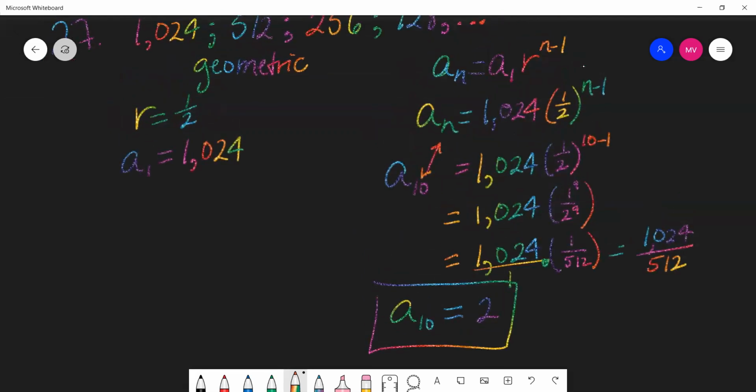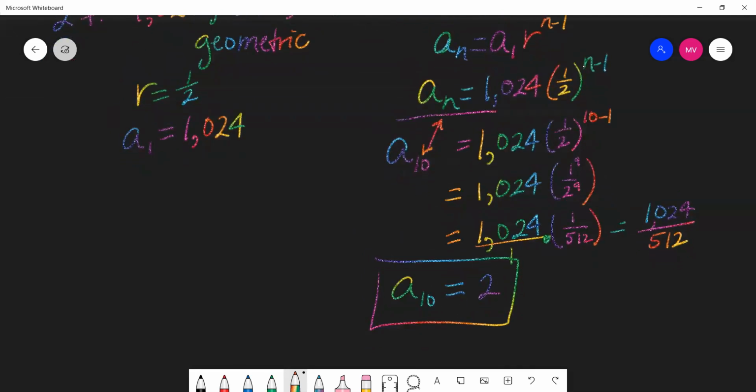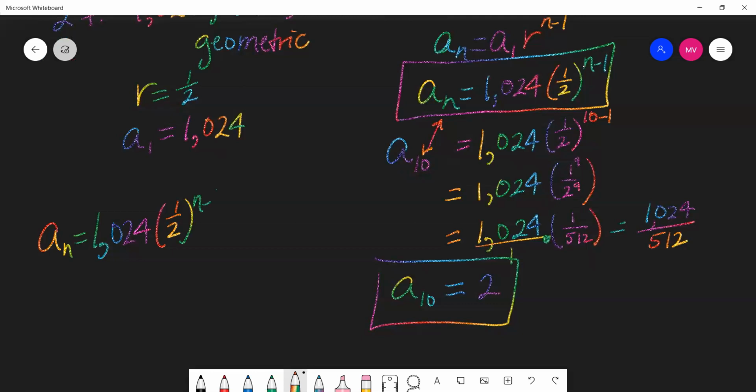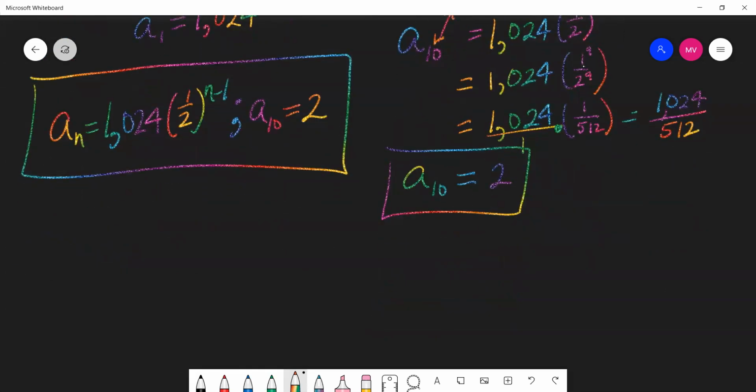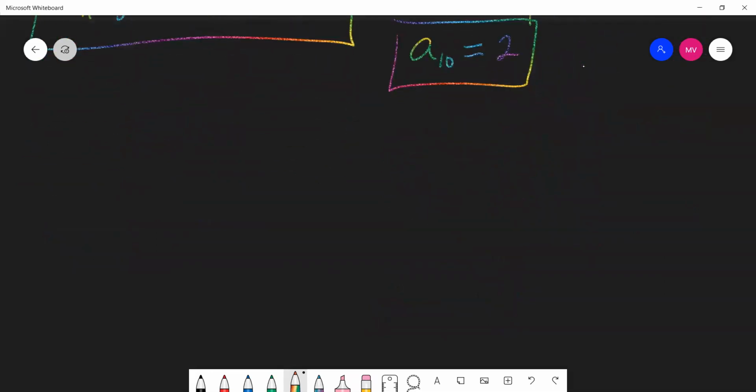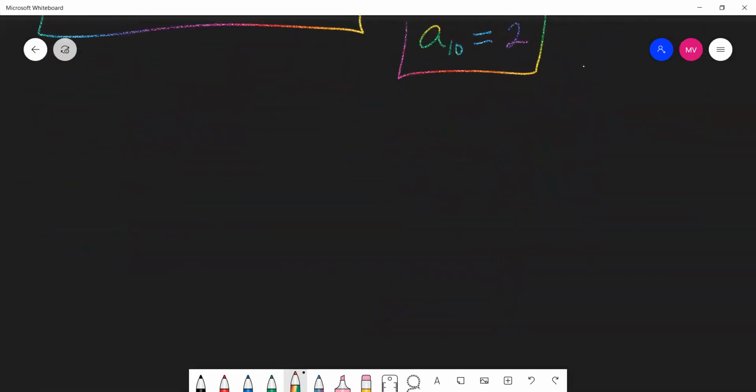So your final answer is your equation plus your solution for the term at position 10. So we would write that as AN equals 1024 times 1/2 raised to the power of n minus 1. And then A10 equals 2. That's your final answer there for number 27. All right, 2 more and we're done, except I do want to sort of show you the formulas in an organized way in case you need them.